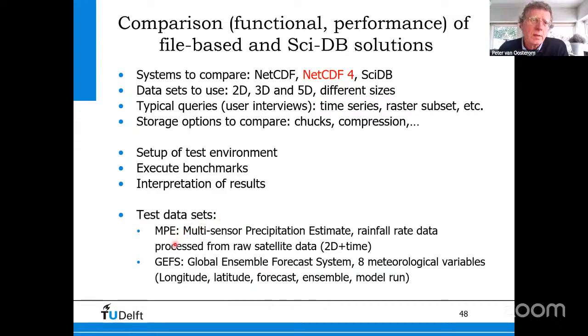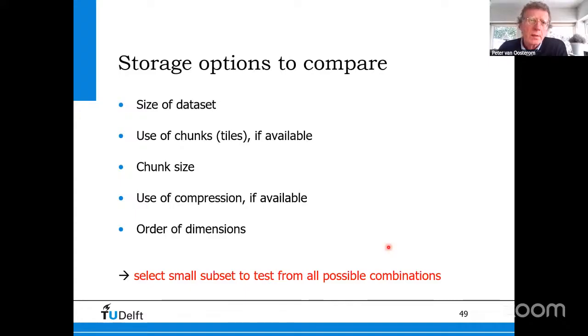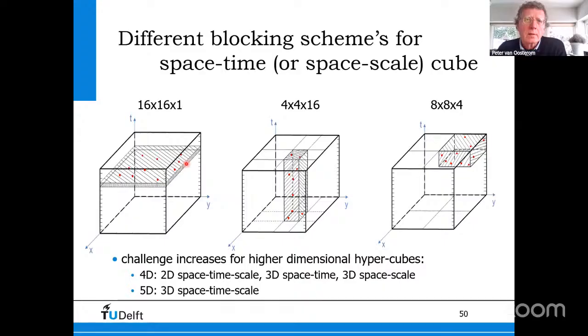So these were the two data sets he used: MPE, multi-sensor precipitation estimate, rainfall data, and GEFS, global ensemble forecast system. So that was up to 8-dimensional data. And he tested all kinds of things, like different sizes of input data, tile size, compression, and compared, here you see tiling options.